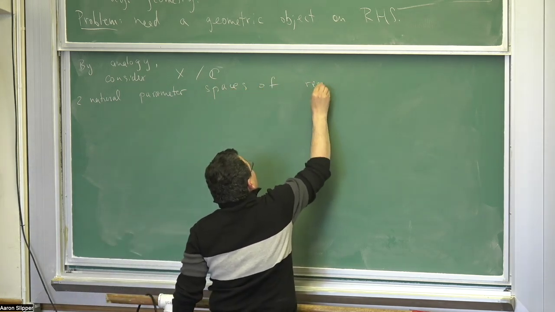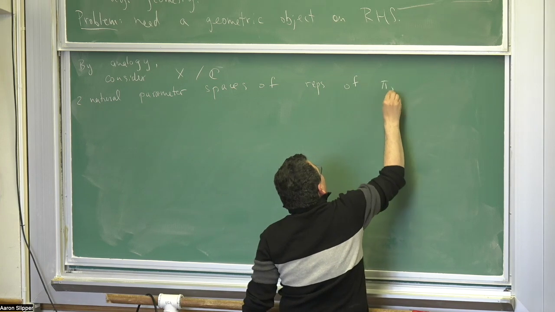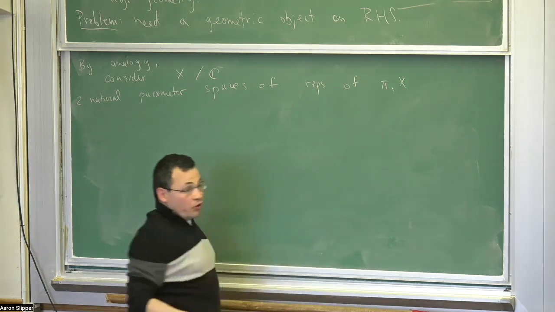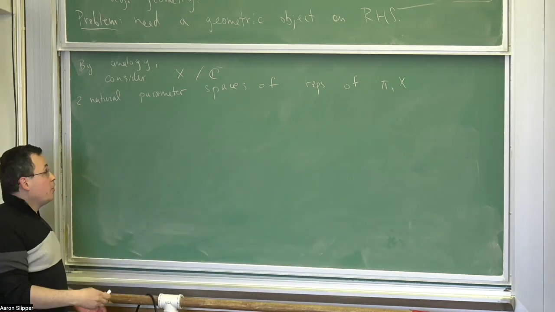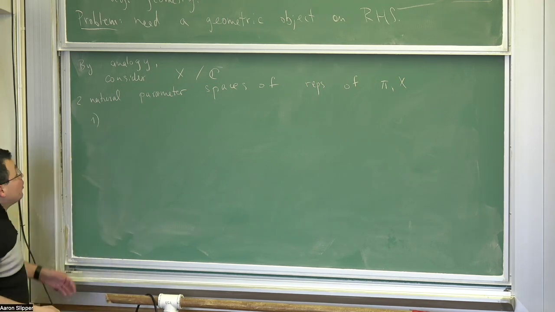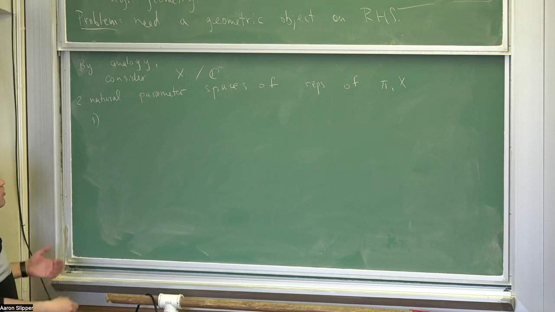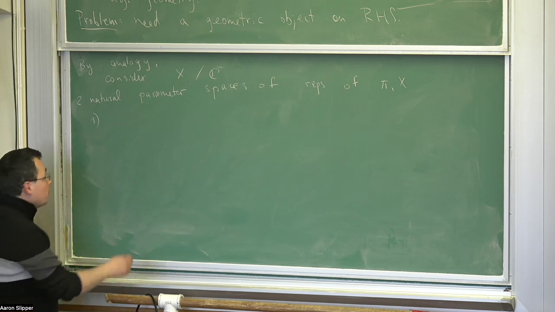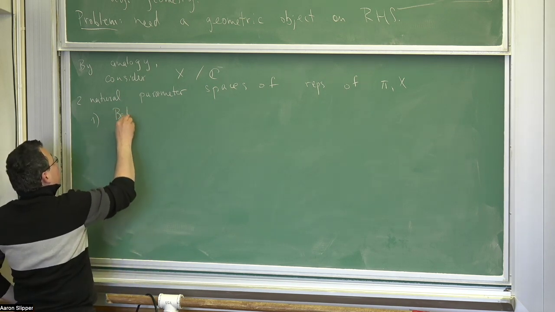Representations of the topological fundamental group. I'm just going to call it I1 of X. So one is the most naive version of it, which actually will be the one most relevant here, what's called the Betti version.